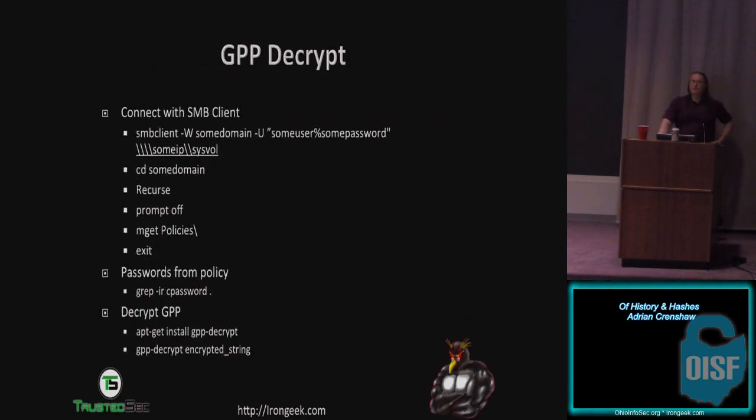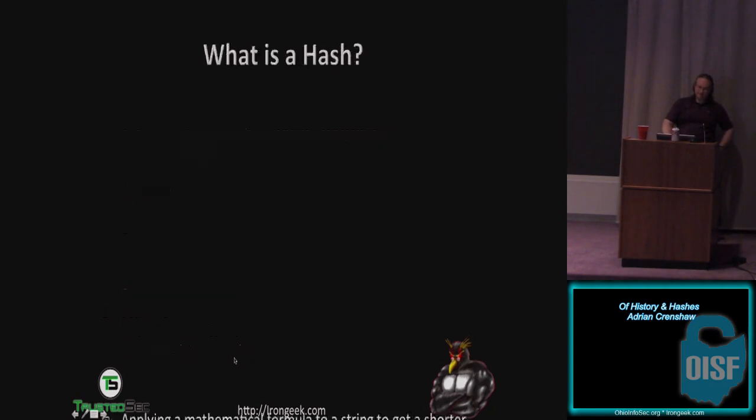Let's say you only have a Unix box of some kind, a Linux box, let's say, on the network. You can use smbclient, connect, grab everything from the SYSVOL, recurse through everything: recurse, prompt off, mget policies, exit. That's all the commands that actually grab all the files off of that particular SYSVOL. Then you can grep for cpassword. And after you've got that, you can use the gpp-decrypt utility to actually decrypt what you find.